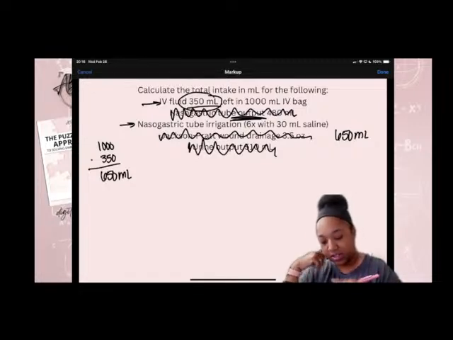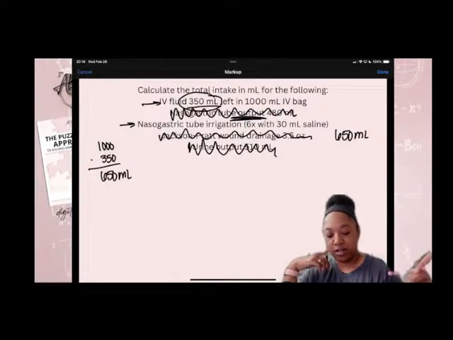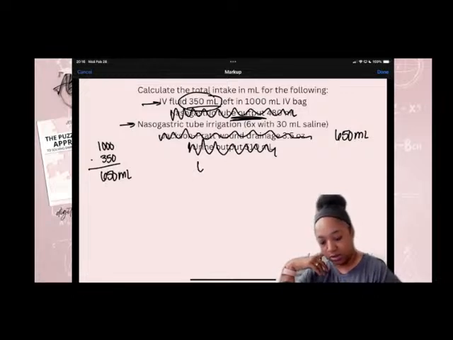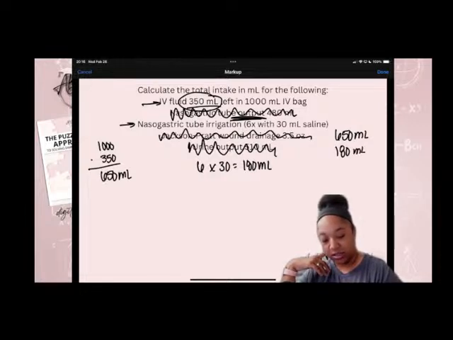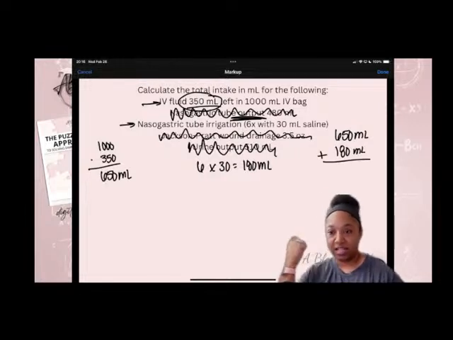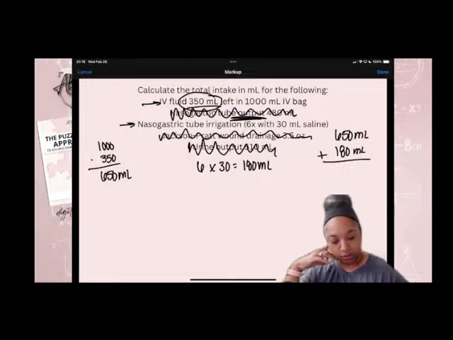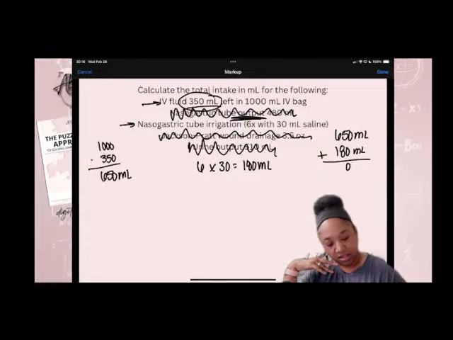Okay. So then the NG tube irrigation, 6 with 30 mLs of normal saline. So 6 times 30 is what, 180? So that's what went in. Okay? So that's it. That's all of our intake. So am I 80, right? So what's it? 13.